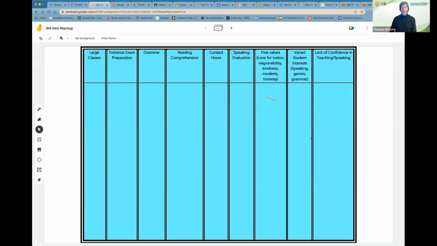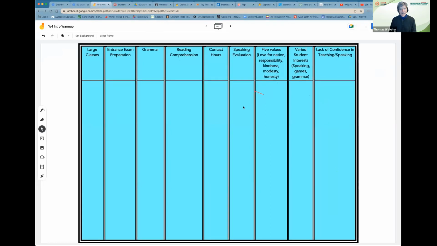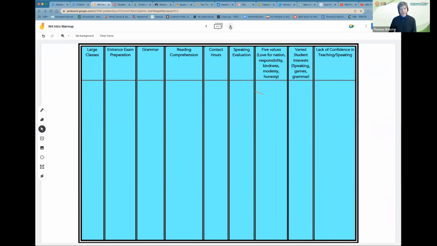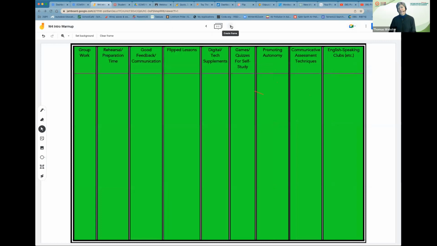So what I'd like us to do, again, here's the Jamboard, and I'm going to give you the link to it in just a moment. But what I'd like for you to do on this Jamboard is you can see this first blue board are the issues that you guys talked about. And if you click on the top up here, you can see there are 2 boards. If you go to the second board, the green one, these are the solutions that you provided.